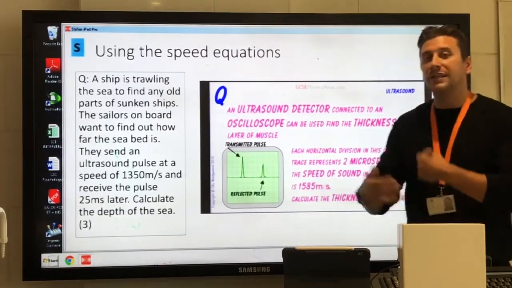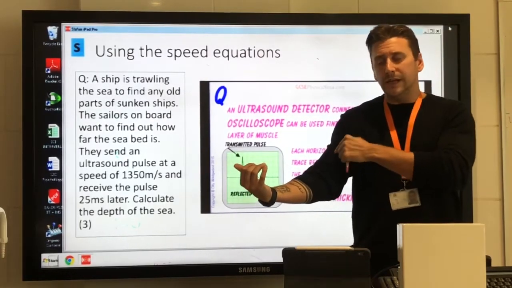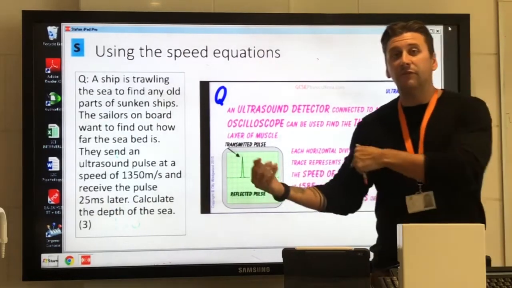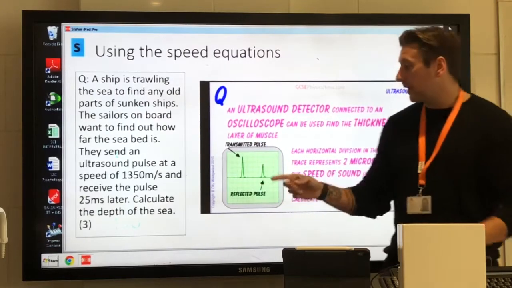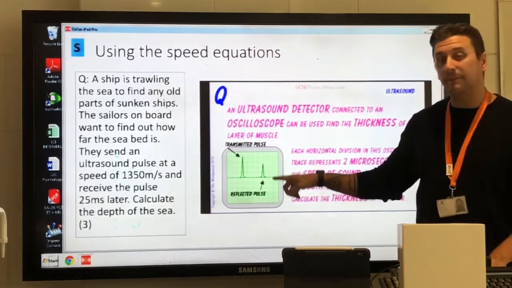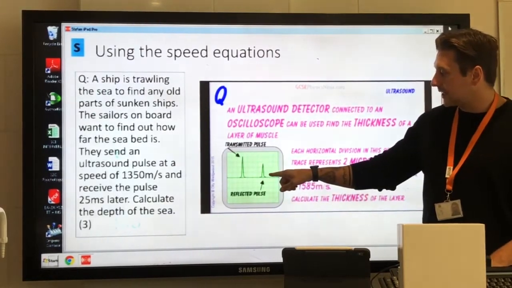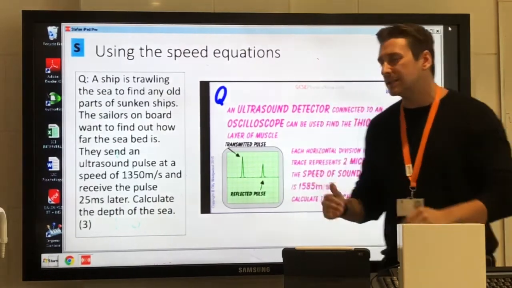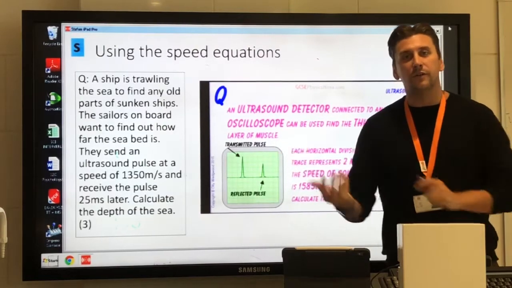Then a short time later, we're sending the ultrasound into a layer of muscle. The ultrasound goes into the muscle, this is this spike here. It reflects at the other side of the muscle, at the boundary, it comes back, and we receive the echo or the received pulse a short time later when it travels through the muscle and back. And as you can see, this is the second spike here. Now, we're not going to worry about the difference in height of the spikes at this point, but how can we use this to determine the thickness of the muscle?